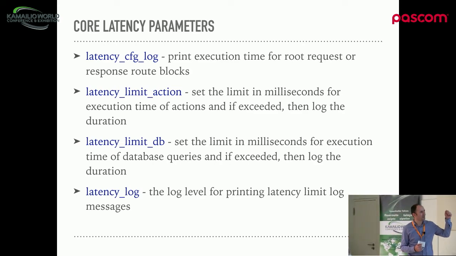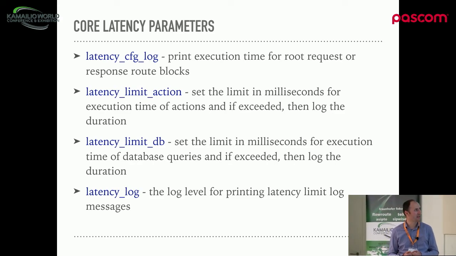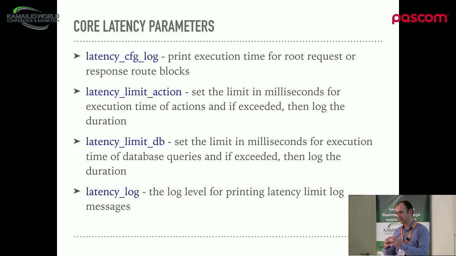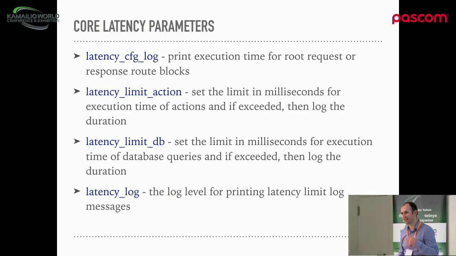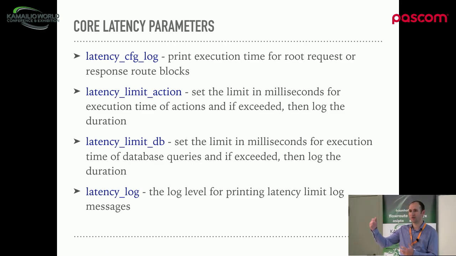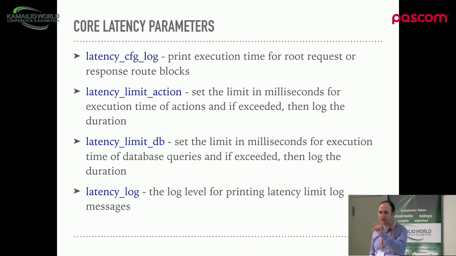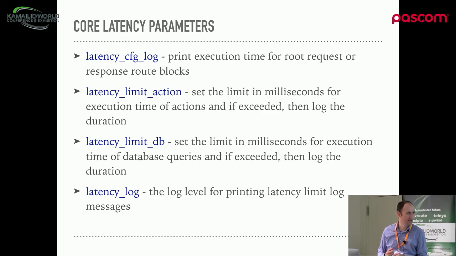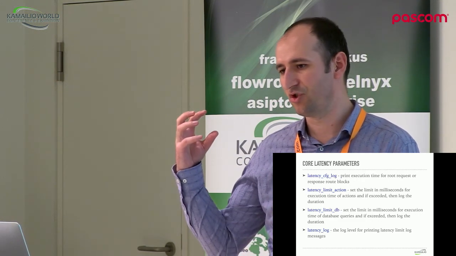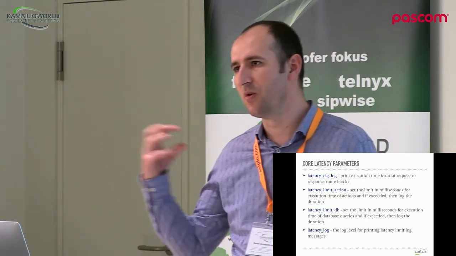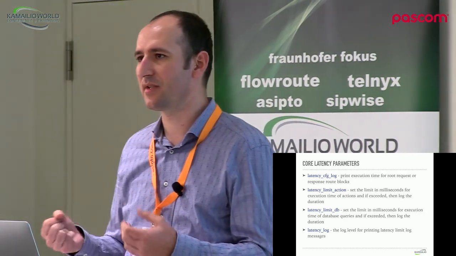First would be latency_cfg_log. So this is about printing the execution time for the main request route or the main reply route. So that will be like the root route block in our configuration file. So what's executed for a request, because it's a chain of actions there. And maybe you just want to get, okay, now this route block took that time to be executed. This is actually rather new, because I introduced it to check the performance of native versus Lua or Python or other scripting languages that we have now available.